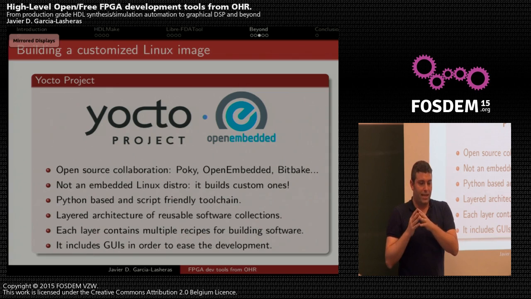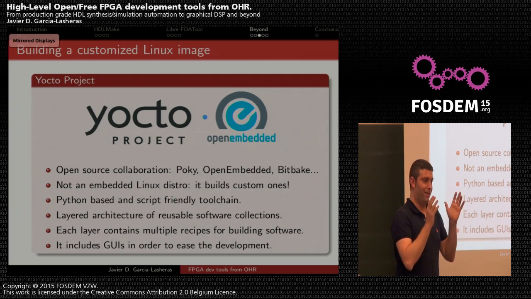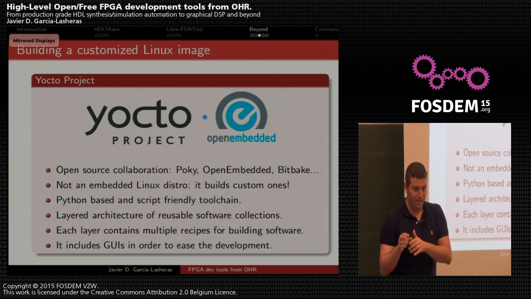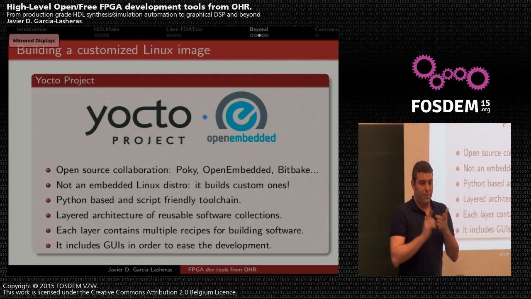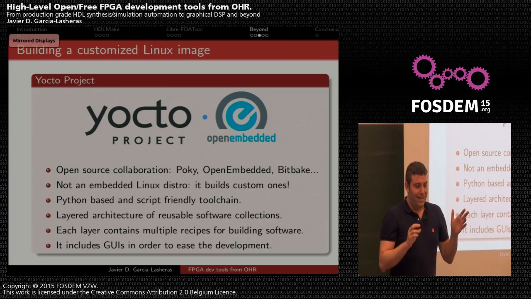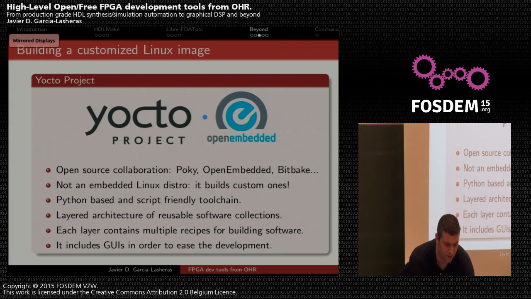Yocto Project is an open source collaboration that includes the Poky distribution, the OpenEmbedded toolchain, and the BitBake compilation engine. This is not an embedded Linux distribution. It builds custom embedded distributions. It's also Python based, and it relies on a layered architecture of reusable software collections. Each layer contains multiple recipes for building software, and it also includes a graphical user interface in order to make development easier.